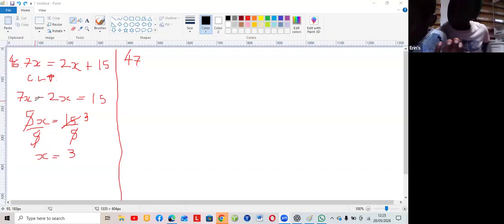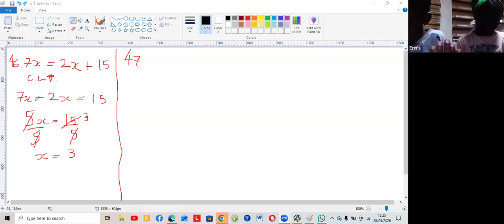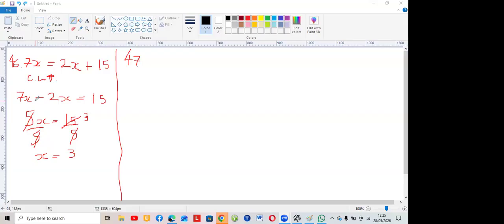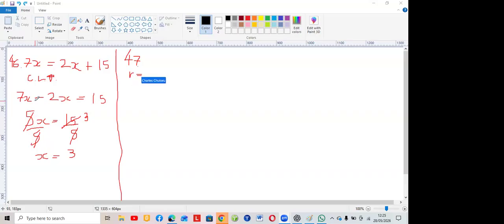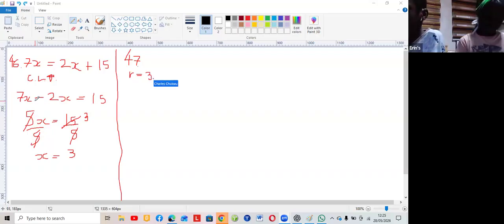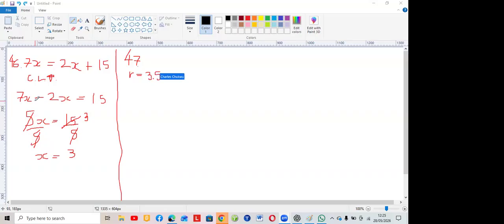An orange has a radius of 3.5 centimeters. What is its volume? Take pi to be 22/7, close brackets.